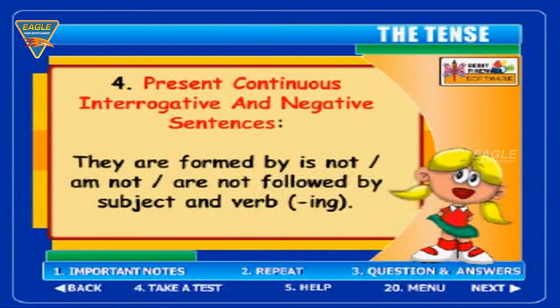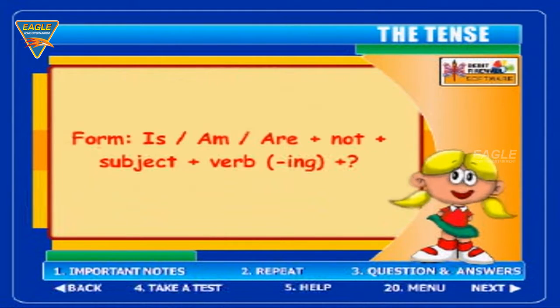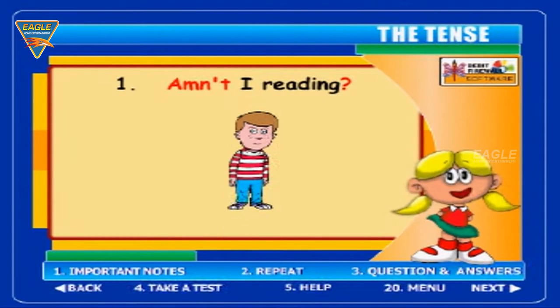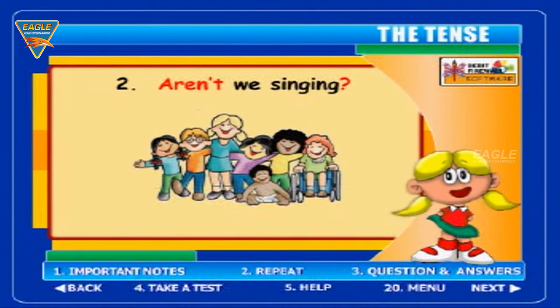Present continuous interrogative and negative sentences. They are formed by is not or am not or are not, followed by subject and verb ing. Form: is or am or are plus not plus subject plus verb ing plus question mark. Examples: ain't I reading? Aren't we singing?